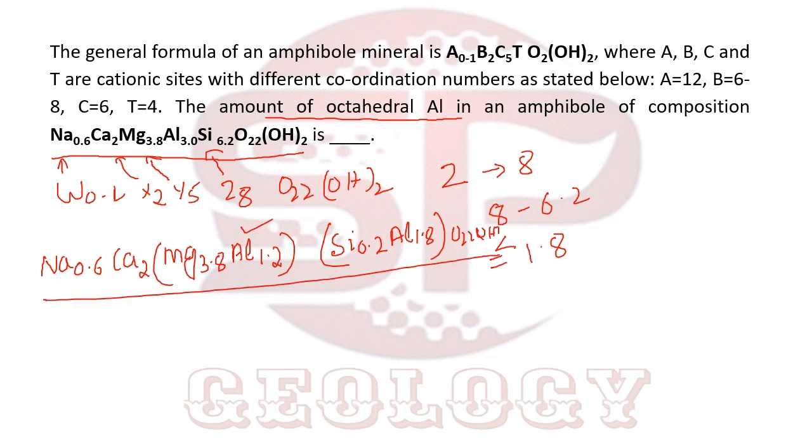So this fraction of aluminum is present towards the octahedral side, and this is present towards the tetrahedral side. Here we have asked what will be the octahedral aluminum. So it will be 1.2. This type of question you have to solve with the general formula. So how much of the octahedral sites are filled and how much aluminum will be required for both the tetrahedral site and the octahedral site, because aluminum can occupy both tetrahedral and octahedral sites.